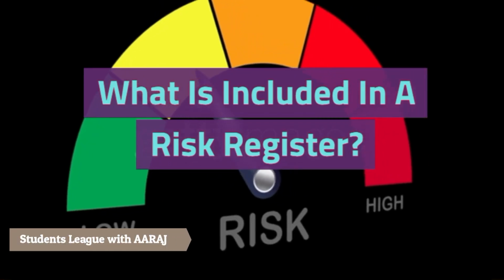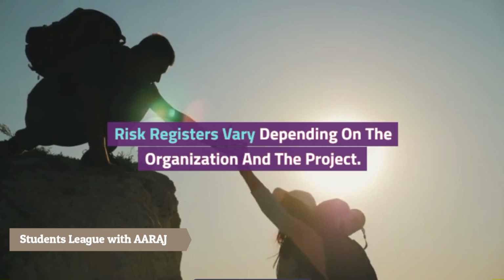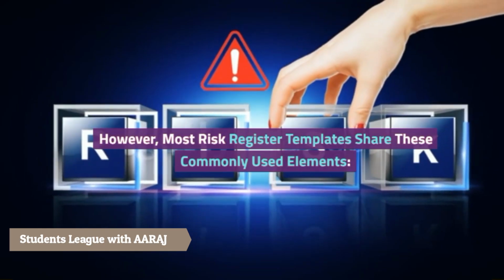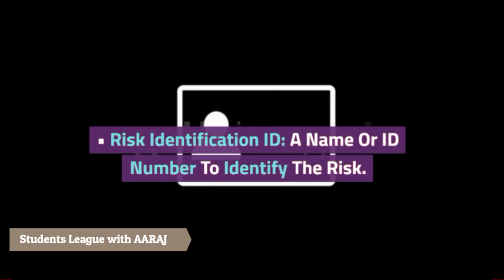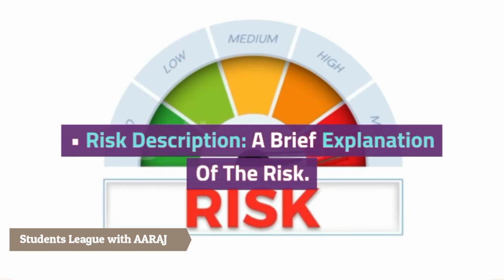What is included in a risk register? Risk registers vary depending on the organization and the project. However, most risk register templates share these commonly used elements. Risk Identification ID: a name or ID number to identify the risk. Risk Description: a brief explanation of the risk.